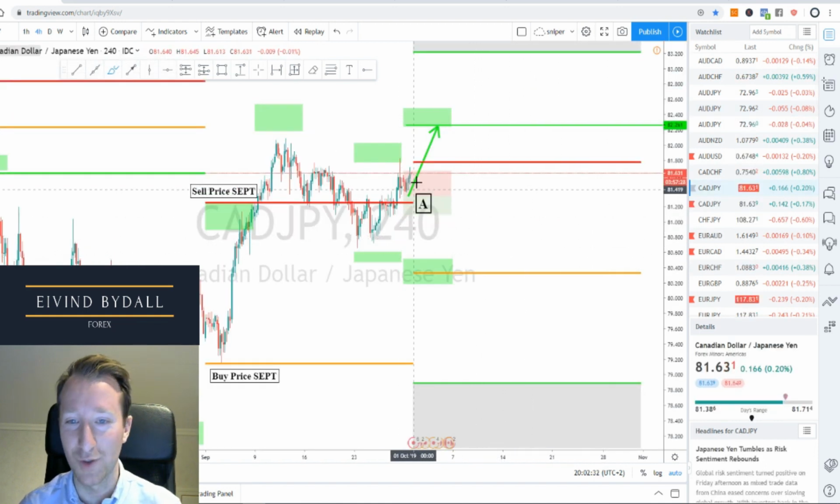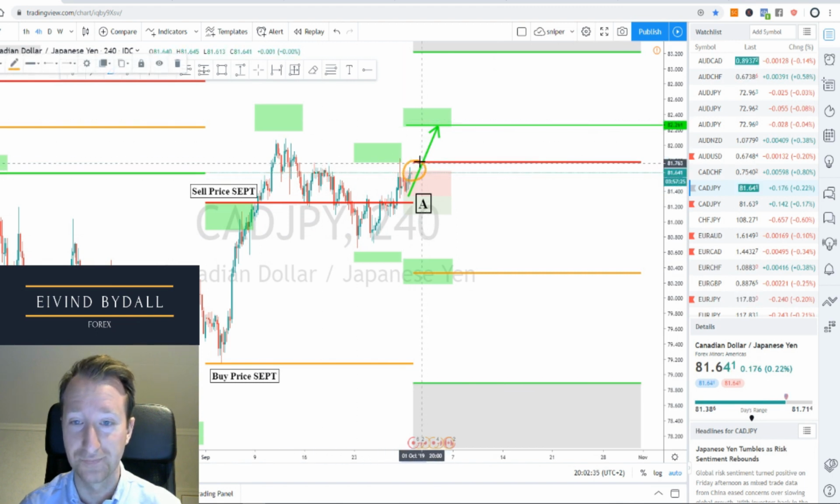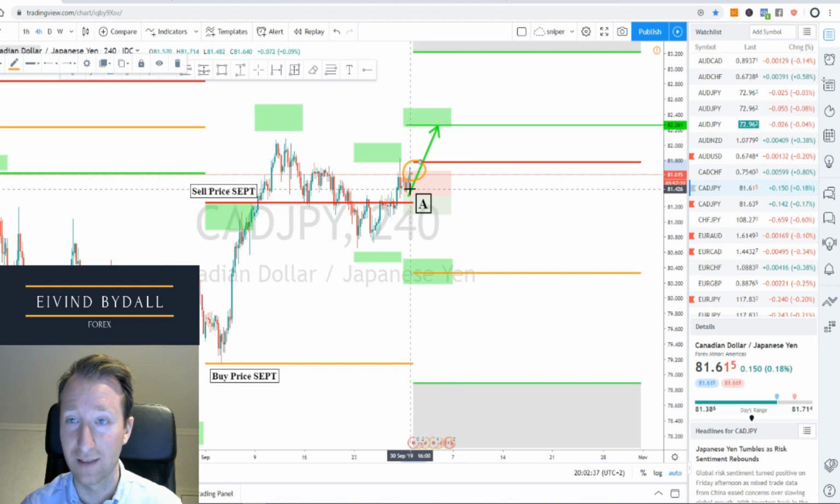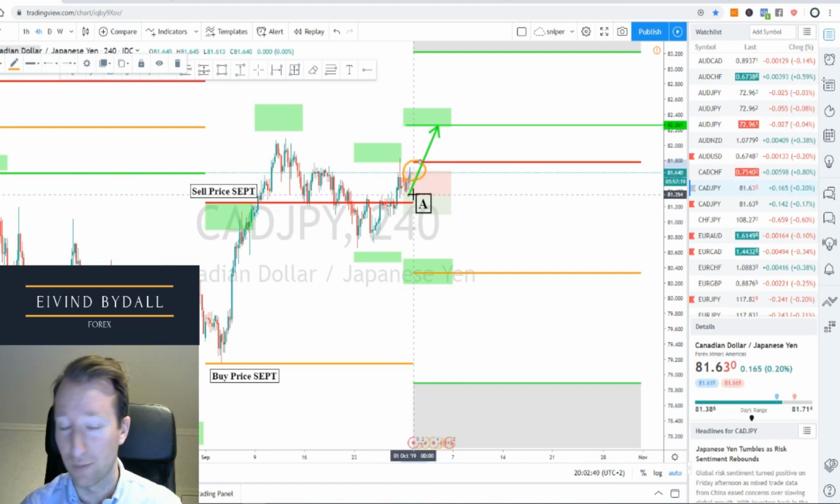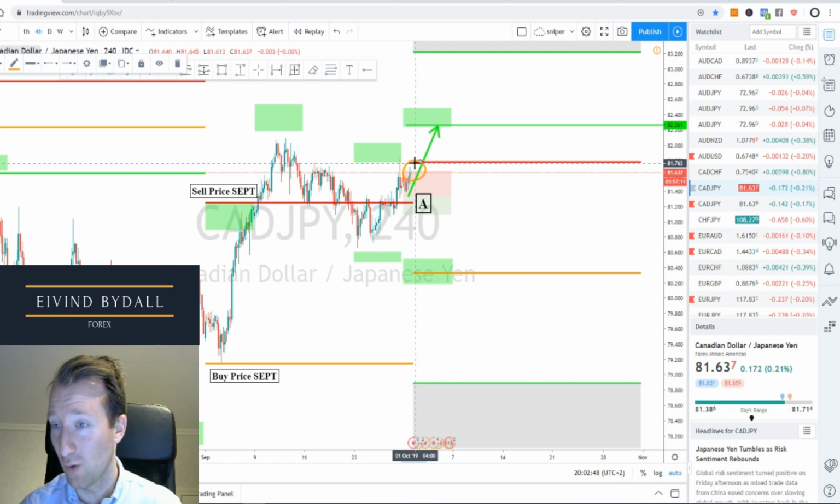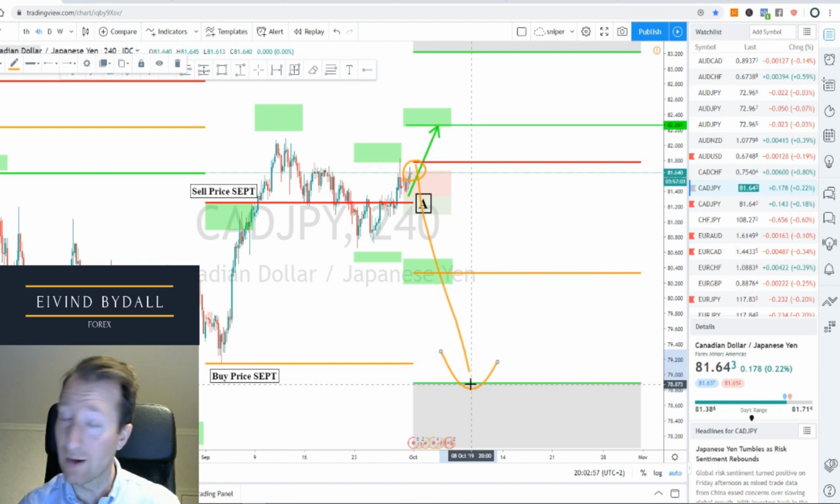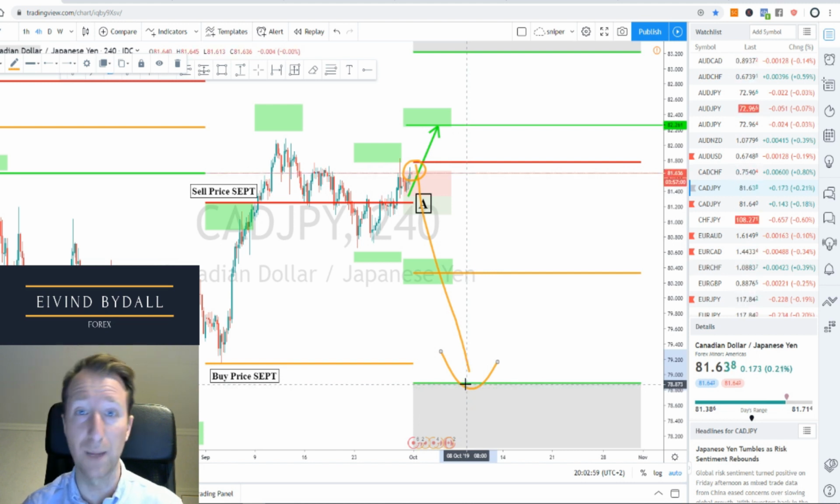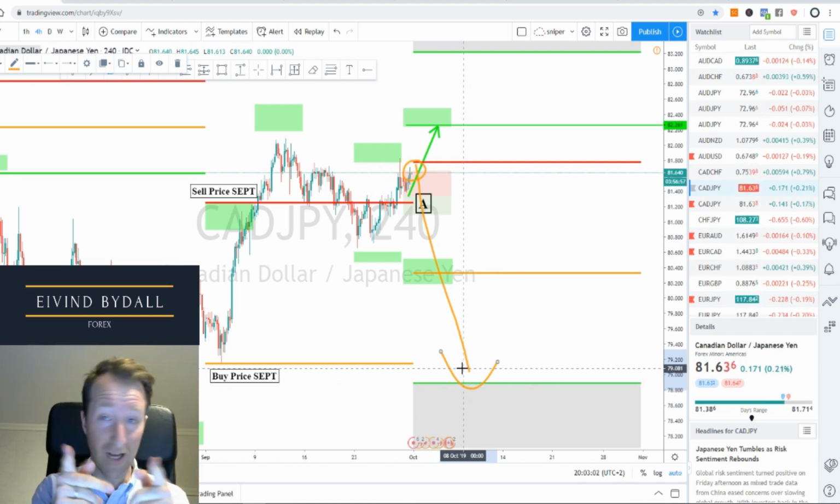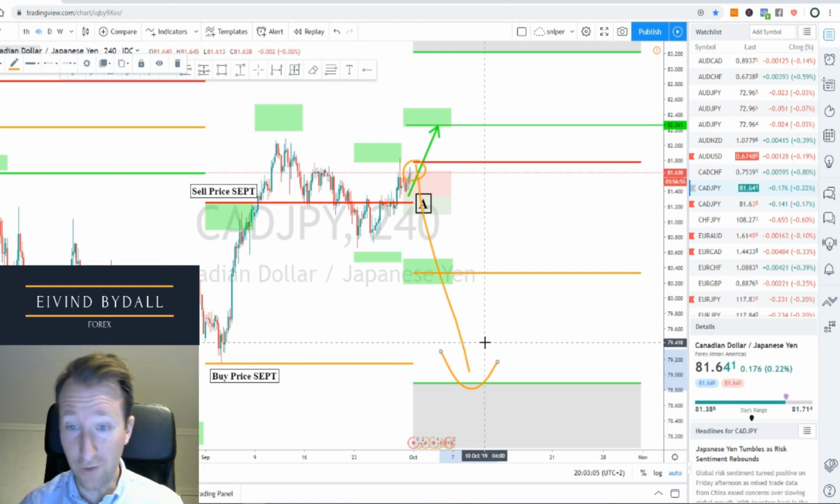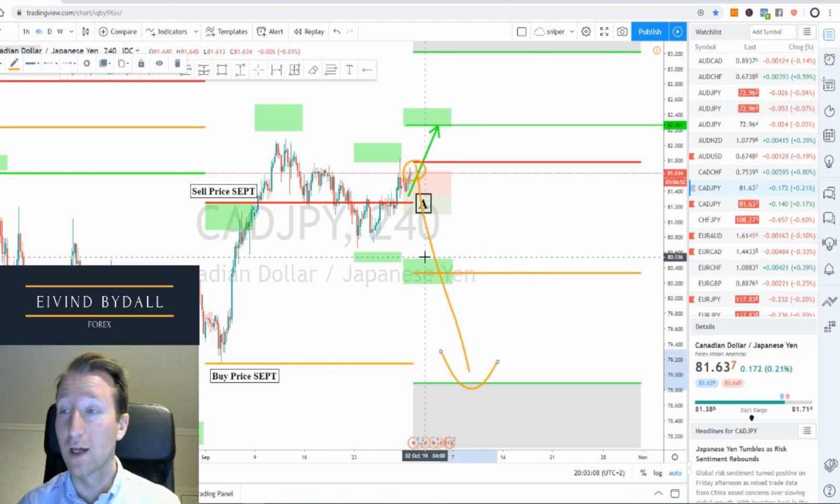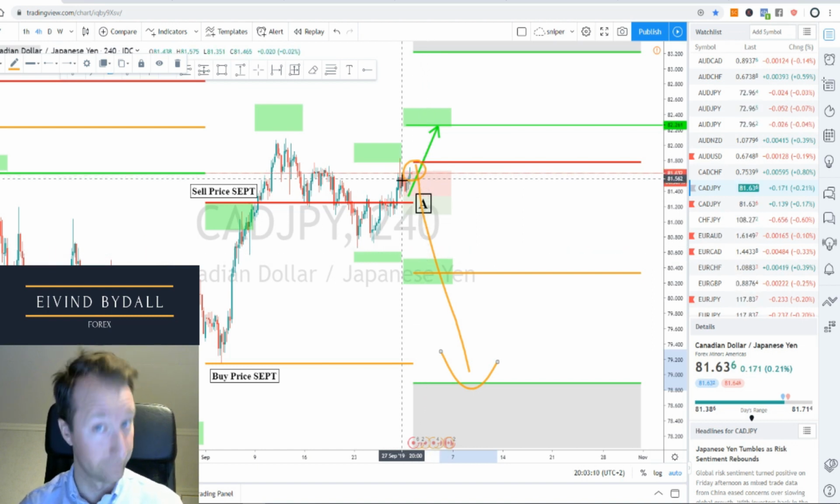Okay, CAD yen. I just want to do that. That's really the sell price, people. If you are a seller of CAD and buyer of yen for the month of October, that is really the price of 81.700-ish. You can take it down to 78. And that, by the way, people, is around 300 pips. That's a plan for you, free of charge, worth just as much as your account is right now.